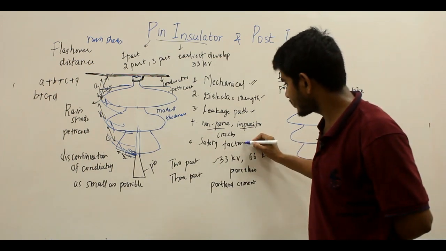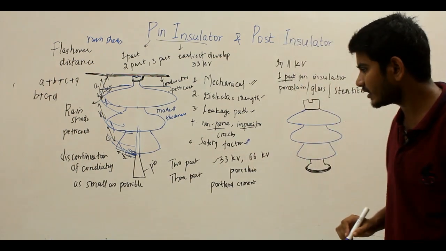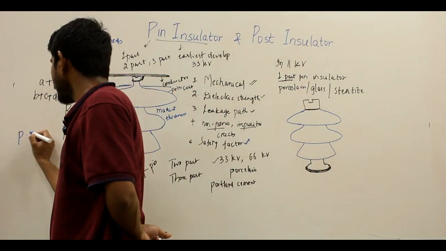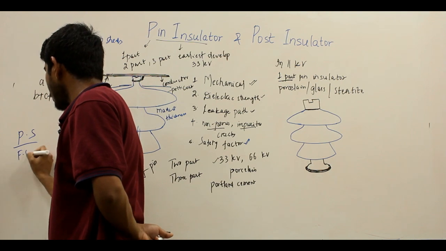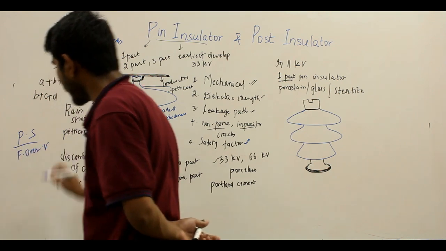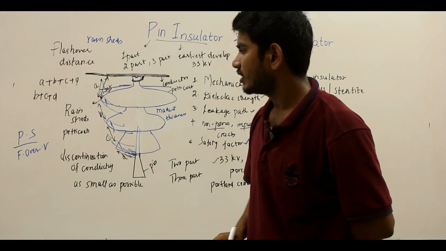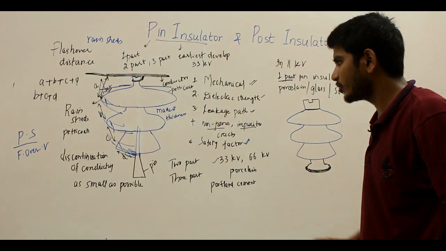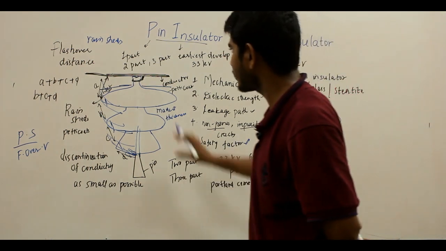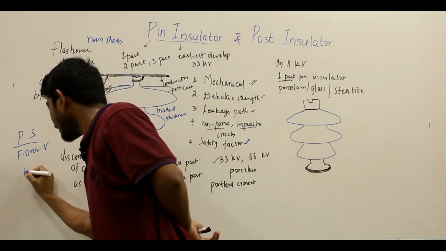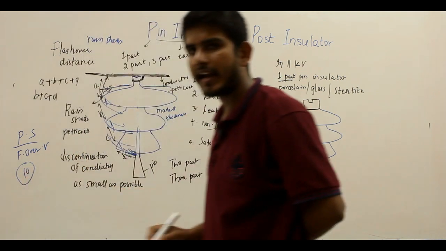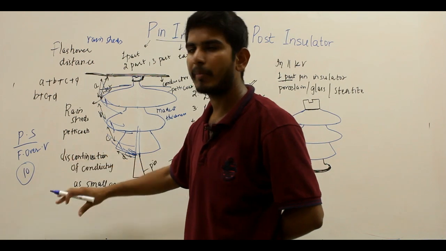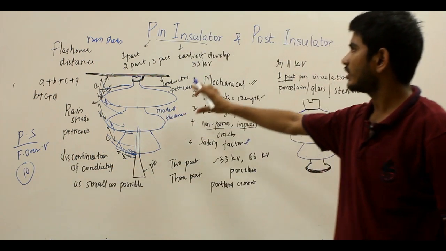Now if we discuss the safety factor, it is nothing but the ratio of the puncture strength to the flashover voltage. And the puncture strength is not desirable as it damages the insulator body due to excessive heat. The safety factor for the pin insulator is about 10, and this should be high enough such that the flashover should take place before the insulator gets punctured. So this is about your pin insulator.